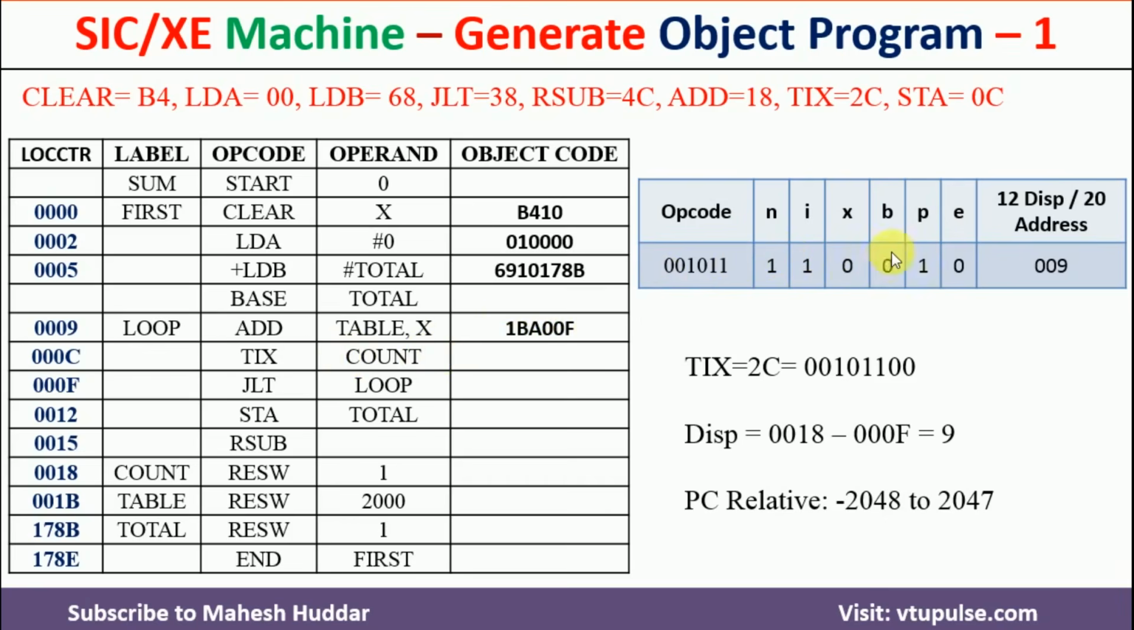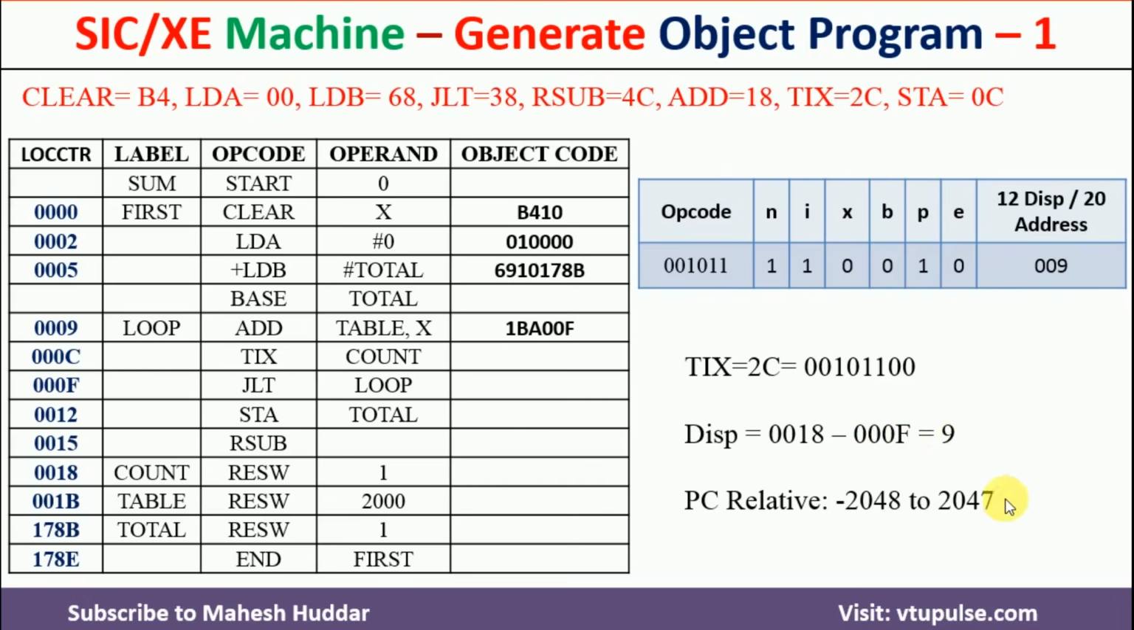Now we have to decide whether it's program counter or base relative. We will do it later. E is set to 0 because it's the third instruction type, and this displacement we have to calculate. Based on that we will decide whether it is base relative or program counter relative addressing mode. Now displacement is always equivalent to the value of this count. What is the value of count? 0018, and the program counter always holds the address of the next instruction, that is 000F. So 0018 minus 000F is equivalent to 9.